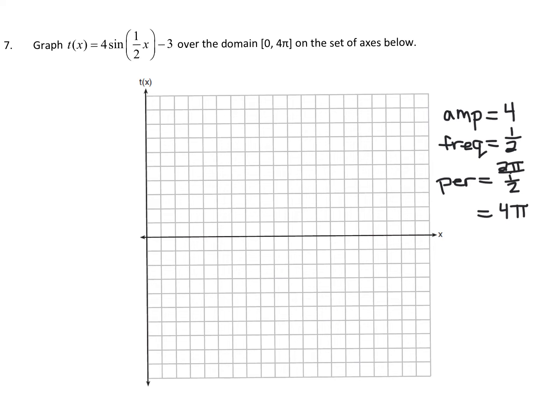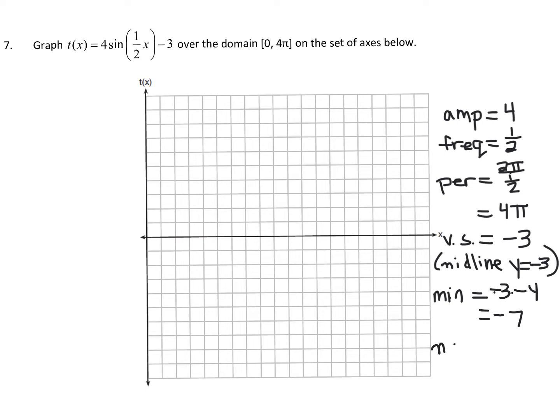Okay, this number right here, the -3, is our vertical shift, which also tells us our midline would be, here, I'll just put that in parentheses, the midline would be at y equals -3. Okay, our minimum is equal to the vertical shift minus the amplitude. So -3 minus 4, which is -7. And then the maximum is our vertical shift plus the amplitude. So that gives us +1.